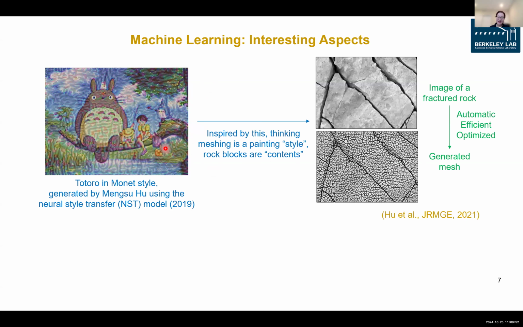But then, inspired by this, I was thinking if mesh is a painting style and rock blocks are contents, then by using an image of a fractured rock and using numerical grids, I was able to generate a mesh like this. And the whole process is actually very quick, automatic, efficient, and already optimized. I mean, many people probably think this is very simple, but for some people like me who have to spend a year or longer to develop a working mesh, I think this is actually fantastic. So this got me into machine learning.